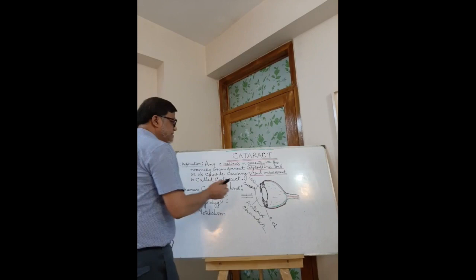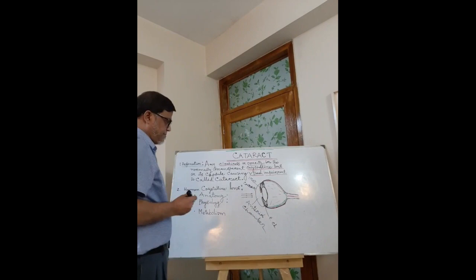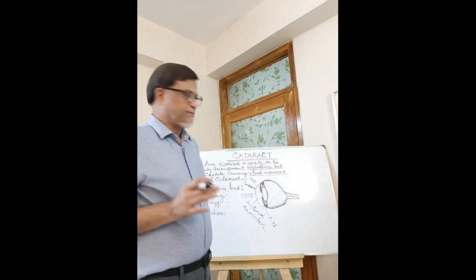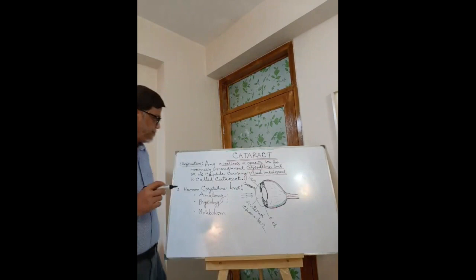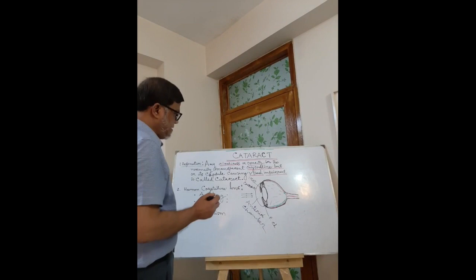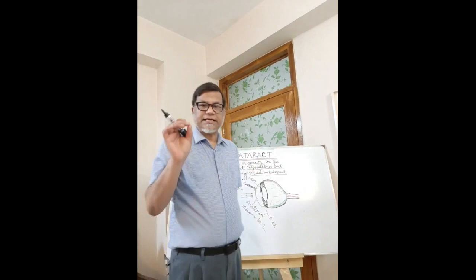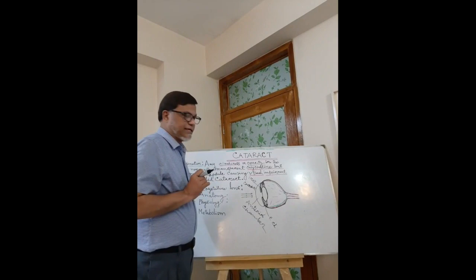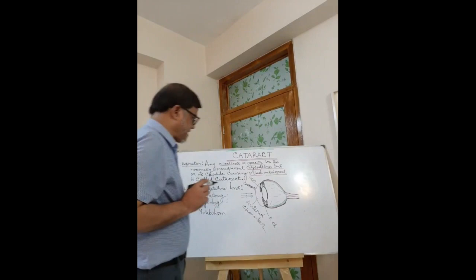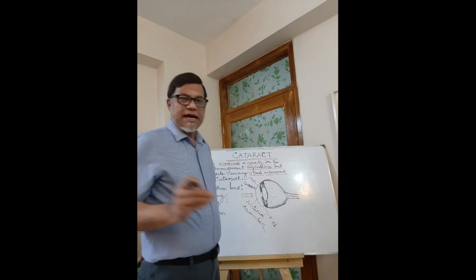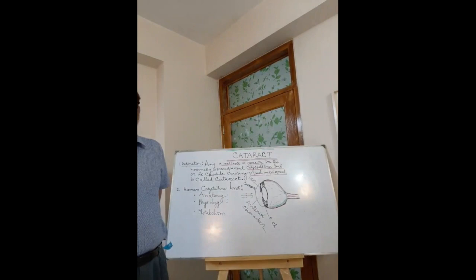Behind this iris, you'll see a clear structure. A spherical biconvex structure. This biconvex structure is known as the human crystalline lens. And behind the iris and in front of the lens, there is another chamber, a very tiny chamber. This chamber is known as the posterior chamber, where aqueous humor is formed by the ciliary process and goes to the posterior chamber. So, you have to remember that the posterior chamber also contains aqueous humor.